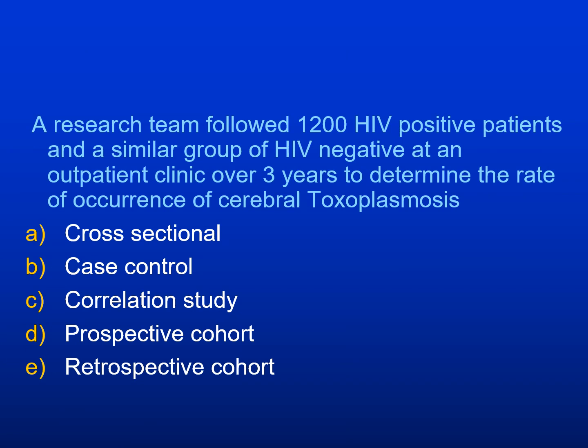A researcher team followed 1,200 HIV positive patients and a similar group of HIV negative patients at an outpatient clinic over 3 years to determine the rate of occurrence of cerebral toxoplasmosis. This study is a cross-sectional, case control, correlation, prospective or retrospective study?